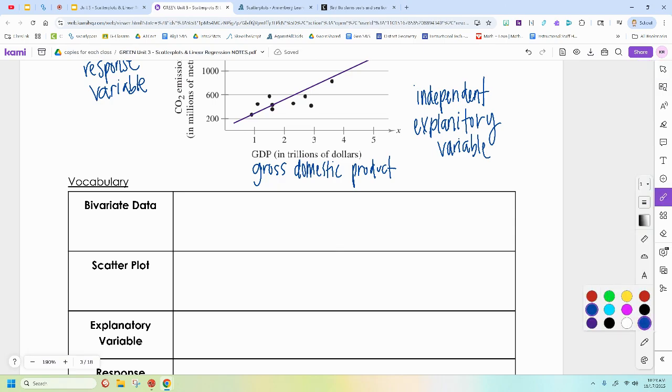Bivariate data is not what we did in the last unit. Even though we had Babe Ruth and Barry Bonds, we were only looking at their home run data. That was one variable statistics, right? That's what you did in the calculator. Bivariate is two variables. It is paired data, as in XY pairs.